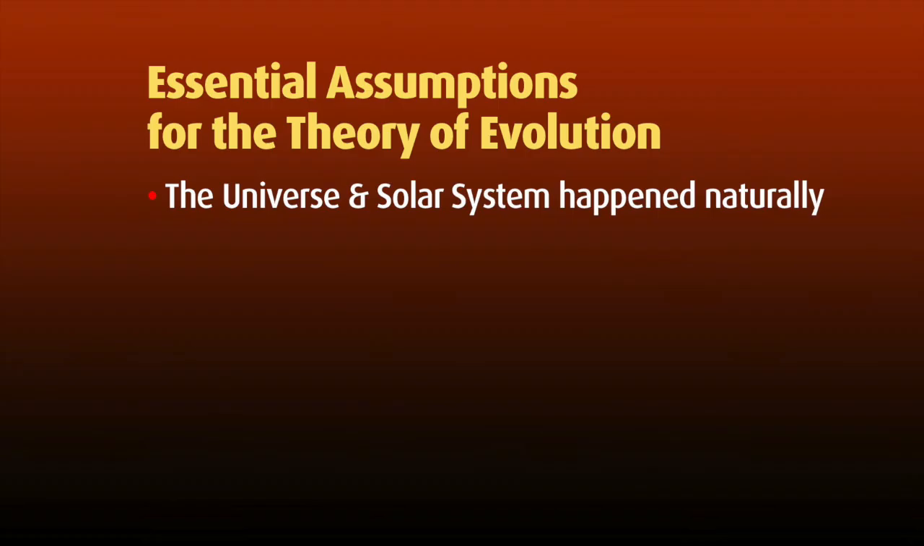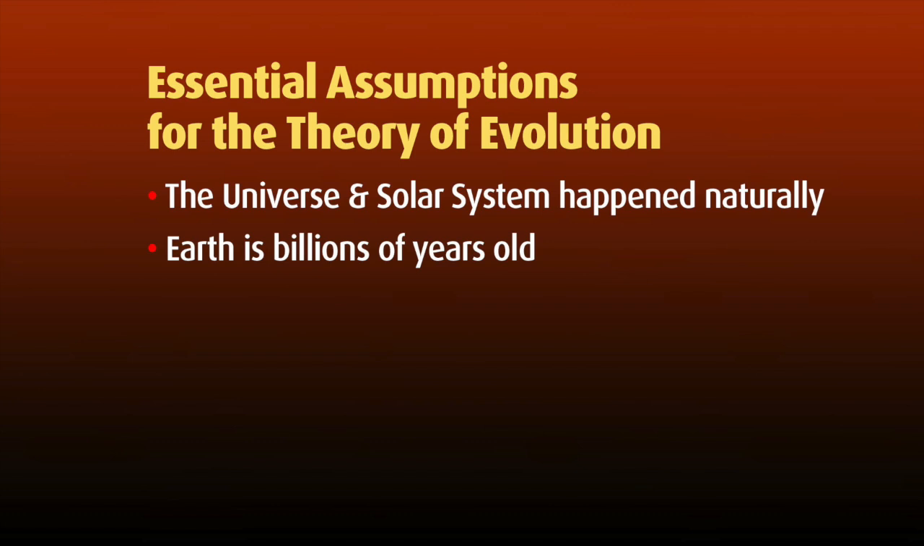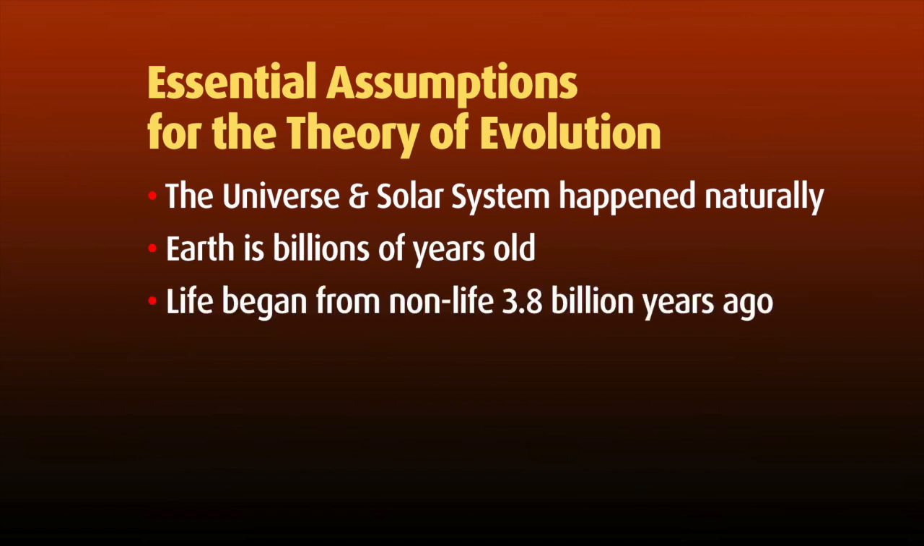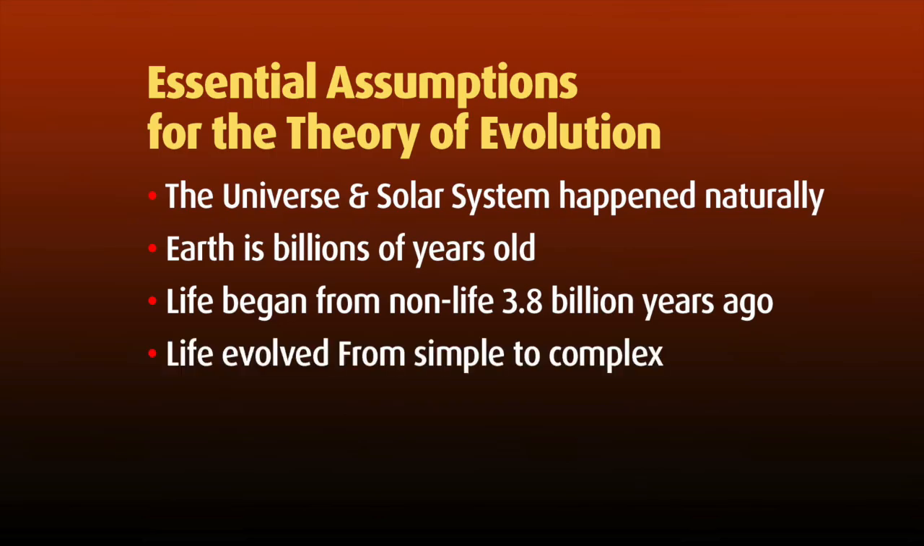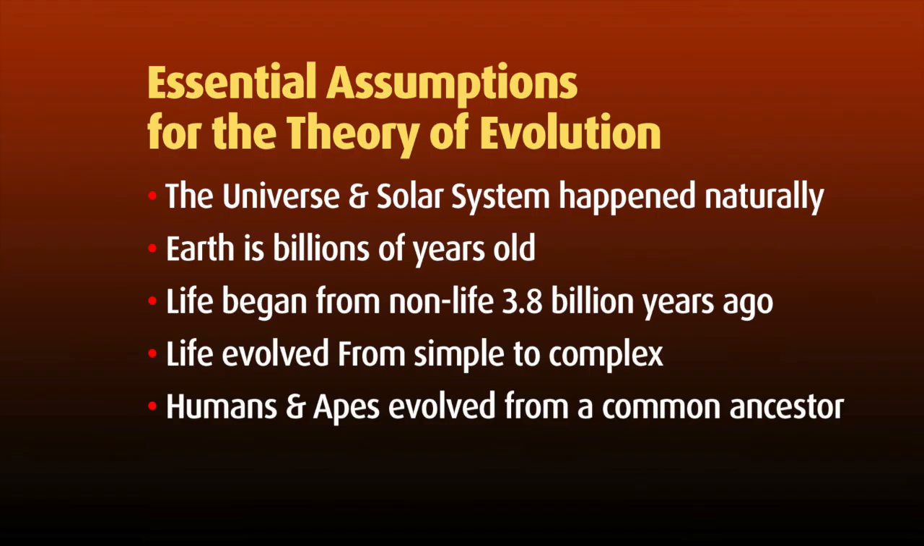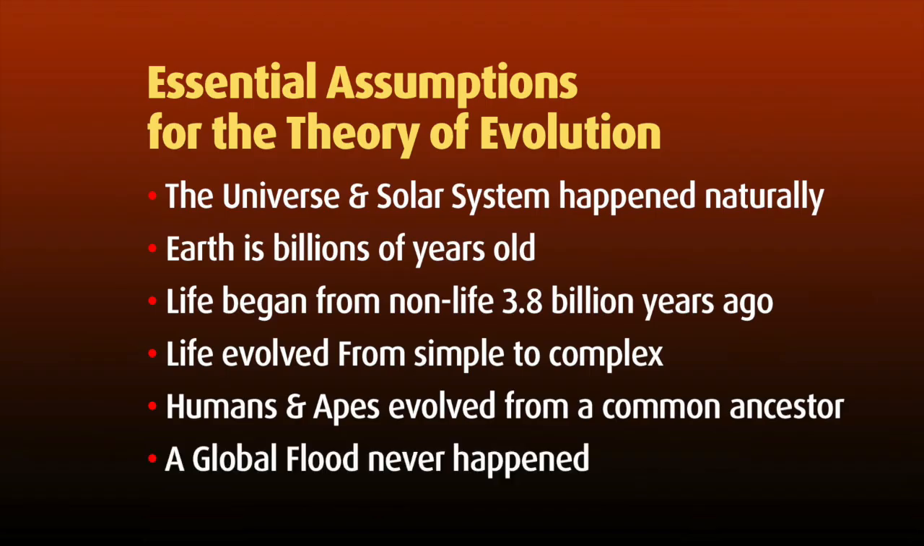So here are the essential assumptions for the theory of evolution. It is that the universe and the solar system all happened naturally. There was no supernatural act of God involved at all. It all happened naturally with natural laws. That the Earth is billions of years old, that life began from non-life about 3.8 billion years ago, that life evolved from simple to complex, that humans and apes evolved from a common ancestor, and that a global flood never happened.